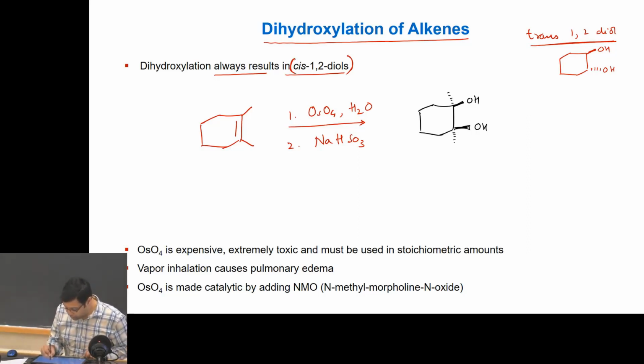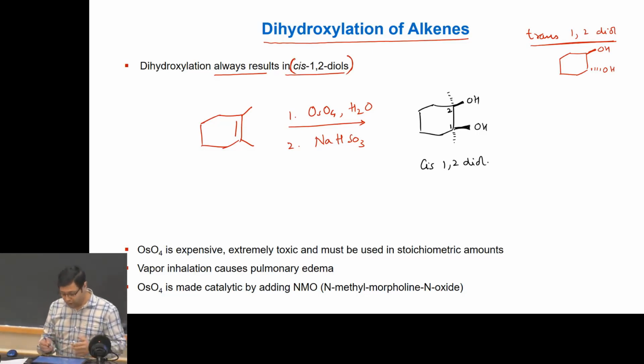So as you can see, both the OH groups are on the same side. Therefore, it is cis 1,2-diol, because if I call this carbon where the OH is attached as 1, relative to that carbon, the second OH is on carbon number 2. So this is cis 1,2-diol.